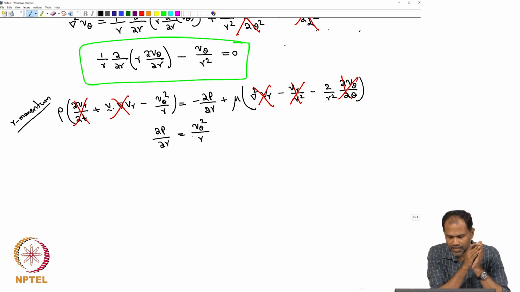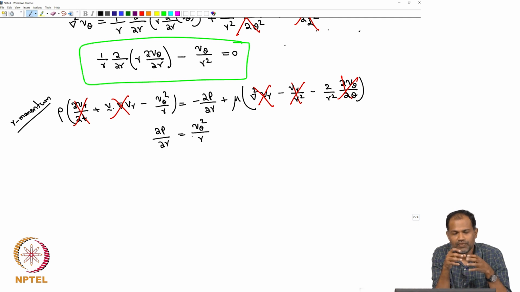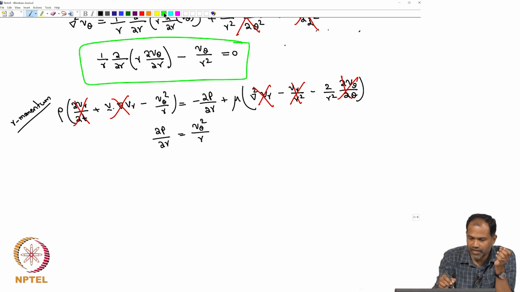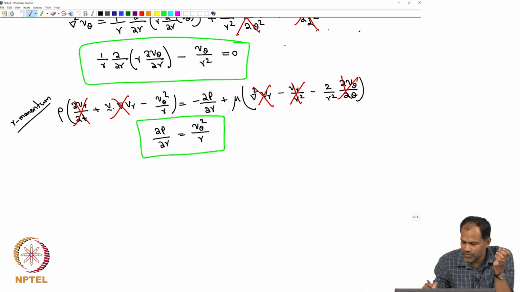Now, if you look at this equation carefully, the right hand side is v square by r. So, that is the centrifugal force density, the centrifugal force acting per unit mass. That is equal to the pressure gradient. So, in other words, whenever the fluid elements are rotating, they experience a centrifugal force and that force is balanced by a pressure gradient in the r direction. So, the radial pressure gradient balances the centrifugal force.